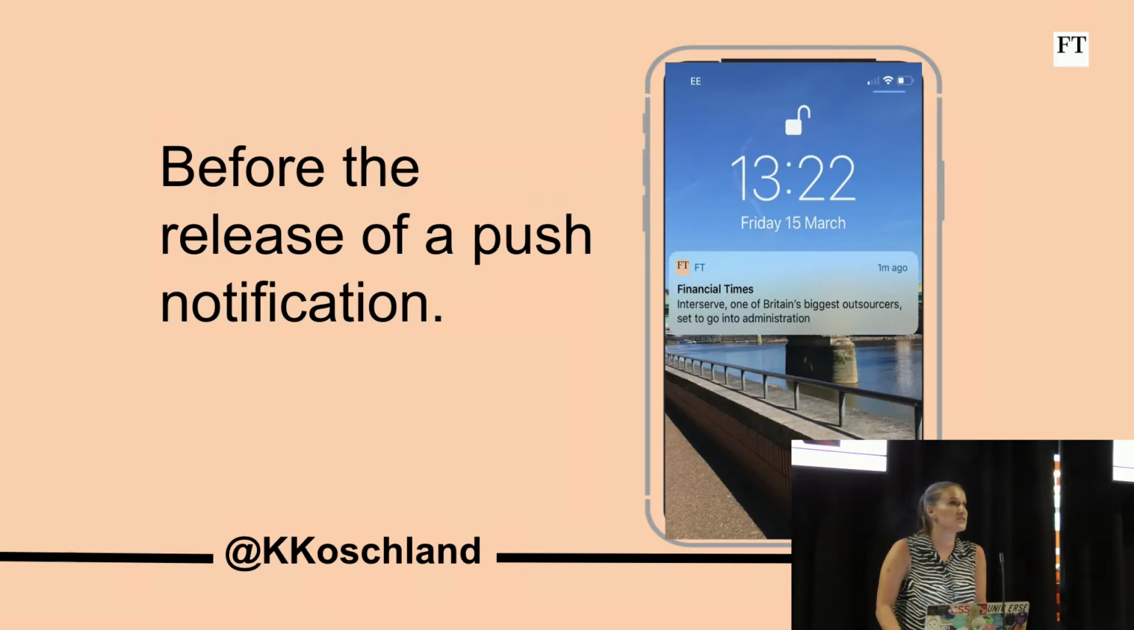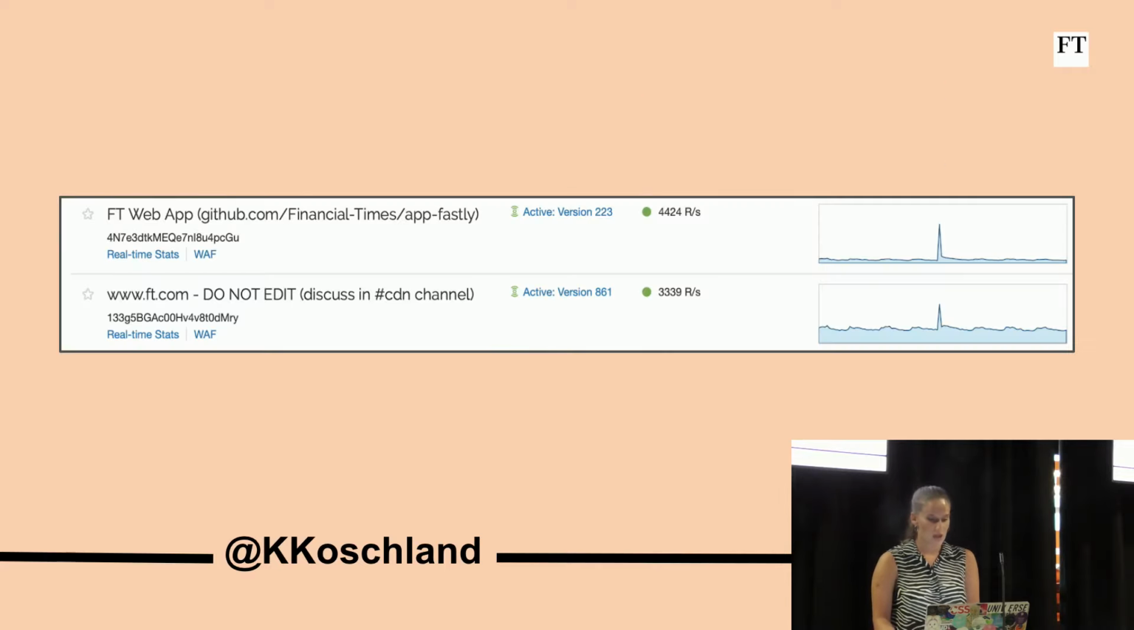A situation where you could predict the shape of load would be before the release of a push notification. So the FT mobile app recently sent out a push notification to users about Interserve, to notify them about the fact that they were about to go into administration. Before the push notification went out, the app was doing approximately 250,000 requests per minute. And shortly after the push notification was released, it reached 2,800,000 requests per minute.